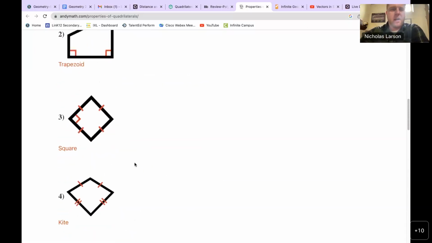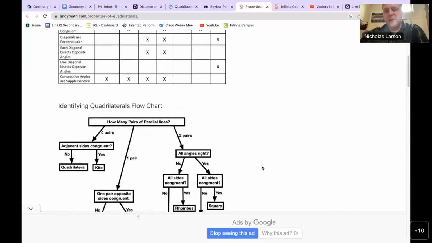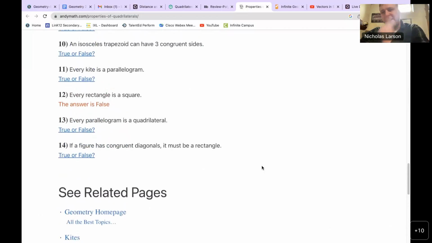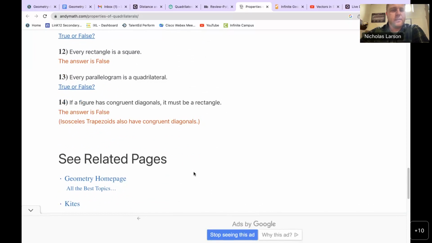If I go to my notes, my little cheat sheet, congruent diagonals, rectangle is true, but I could also have a square and I could also have an isosceles trapezoid. So as we think about these, if you can come up with one counterexample, if you can find one way that it's not true, then it must be false.